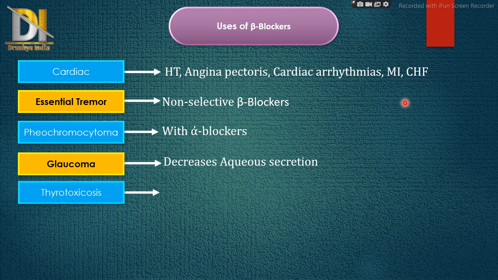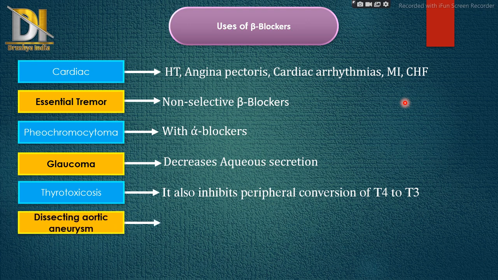Then next is thyrotoxicosis. In thyrotoxicosis, beta blockers inhibit the peripheral conversion of T4 to T3. It is a different part of endocrine system. Then next is dissecting aortic aneurysm, in which it decreases cardiac contractile force and aortic pulsation. This use is mainly related with aorta, that is present in heart only.